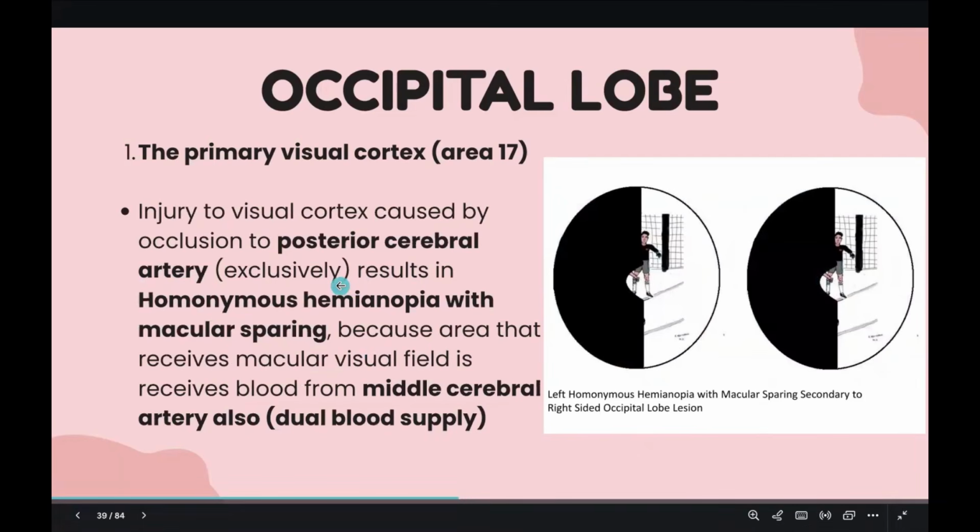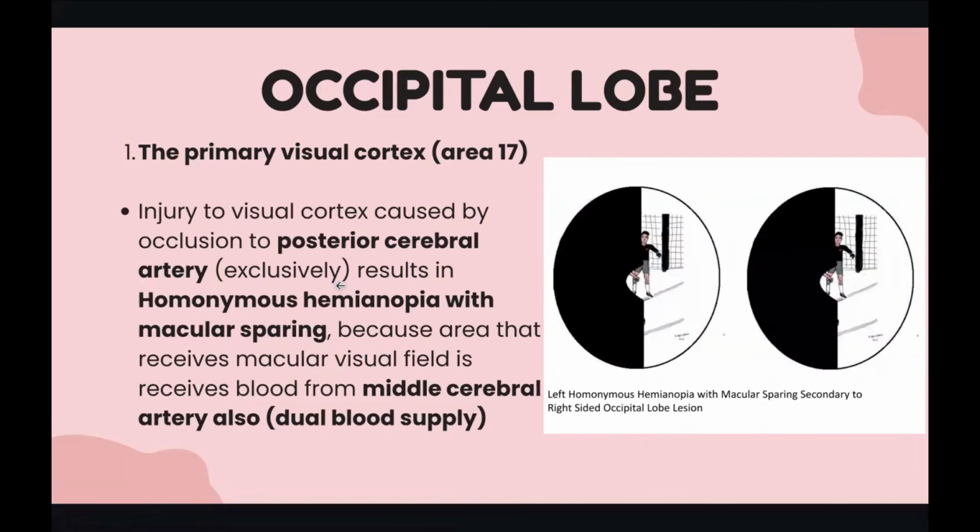An exception, however, if there was injury to the visual cortex caused by an occlusion, especially or specifically an occlusion to the posterior cerebral artery, exclusively it will result in homonymous hemianopia with macular sparing. What does this mean? Macula is like the center, all right? And if it's spared, that means they are still able to visualize the center, all right?